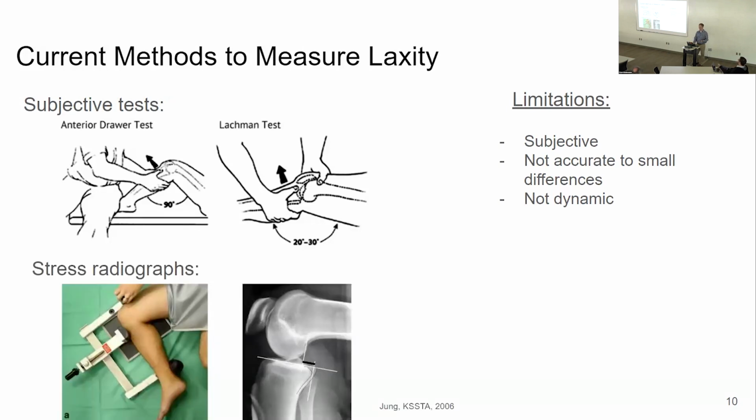There are also stress radiographs, which are really good. Basically, shooting x-rays into the knee, you can do it pre and post a load, or before and after applying a load. And these are also really good, but the limitations are they have ionizing radiation. So that just limits how much or how often you can do this. And then also they're not dynamic, just as before. They have to be in a static pose.